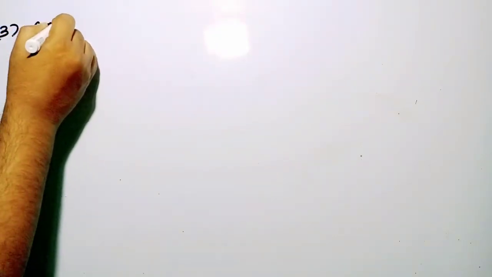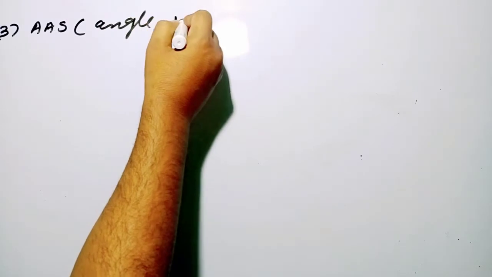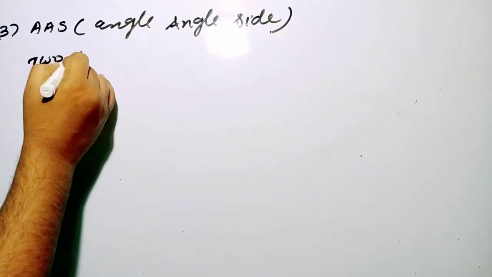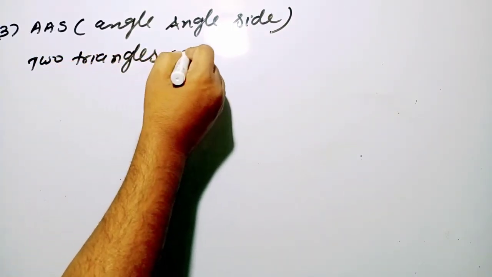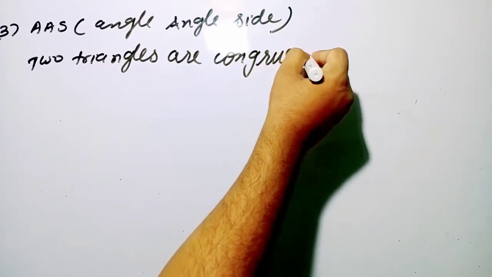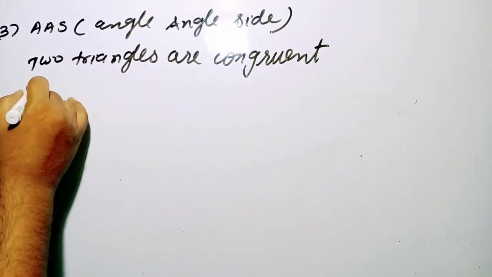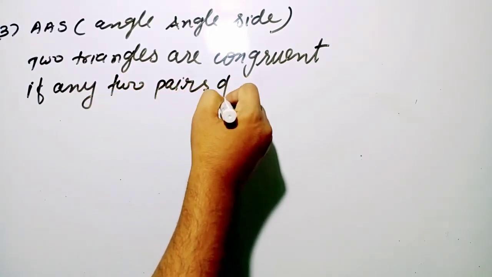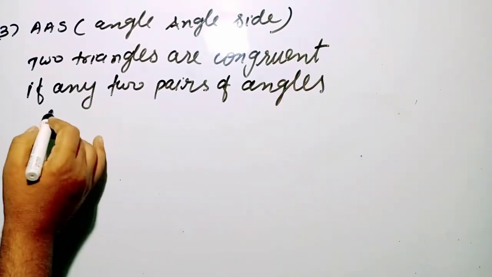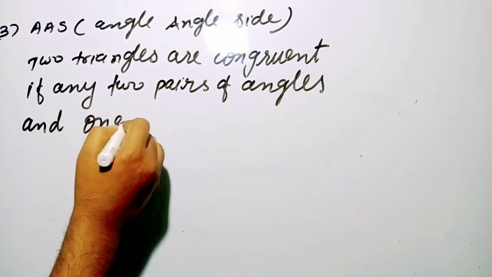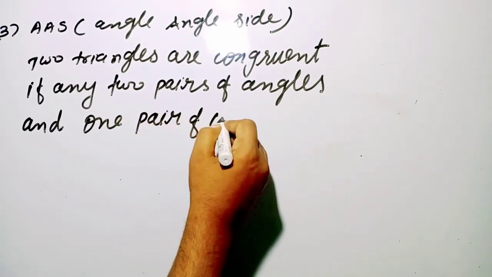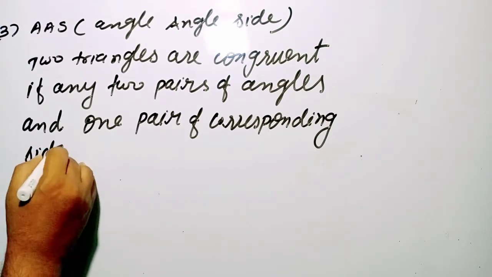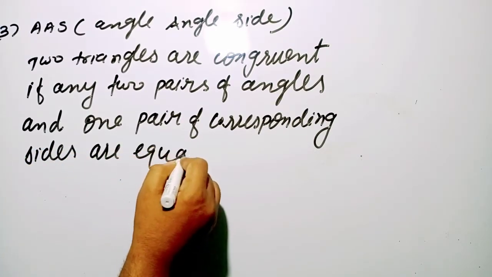Okay, now moving to the next rule, AAS, angle angle side rule. Two triangles are congruent if any two pairs of angles and one pair of corresponding sides are equal.